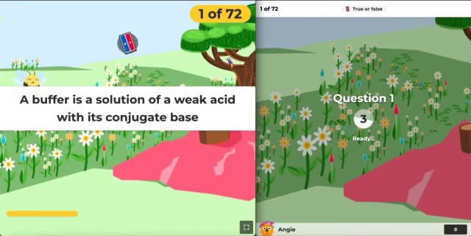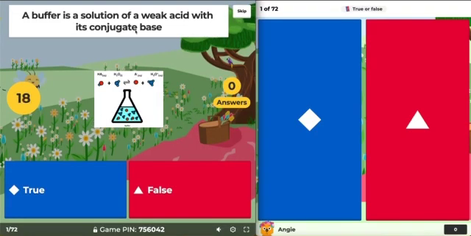True or false? A buffer is a solution of weak acid with its conjugate base. And this is true.